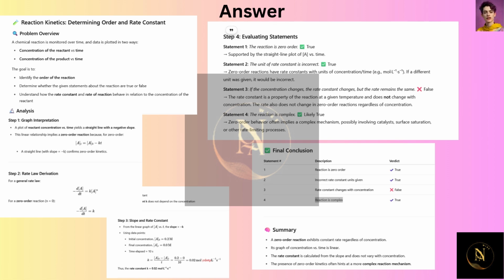Summary. A zero-order reaction exhibits constant rate regardless of concentration. Its graph of concentration versus time is linear. The rate constant is calculated from the slope and does not vary with concentration. The presence of zero-order kinetics often hints at a more complex reaction mechanism.